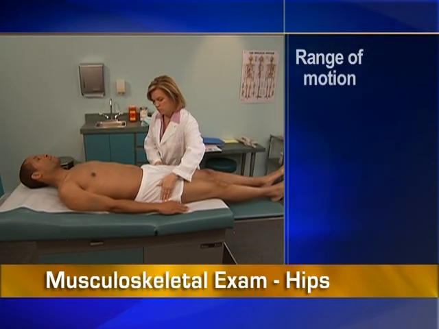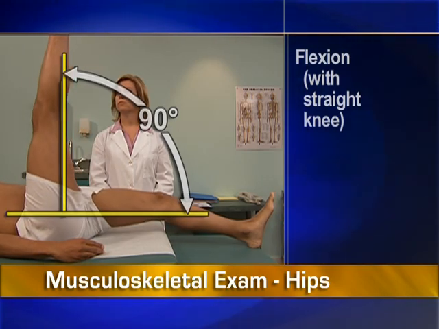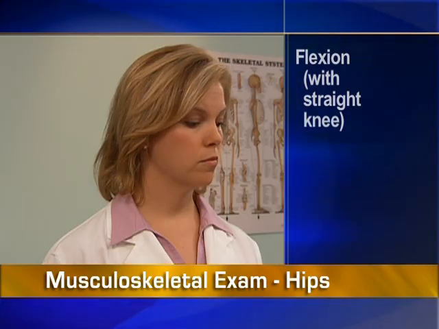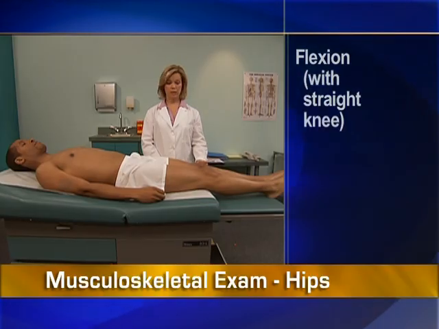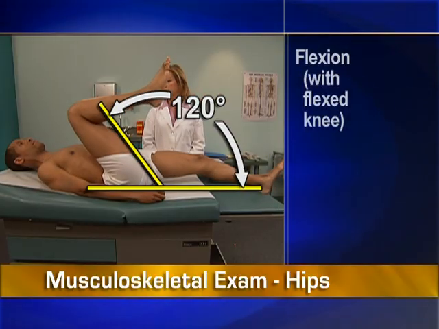Next, assess range of motion by having the person perform certain movements. Now I'd like you to lift your right leg as high as you can. You should see hip flexion of 90 degrees with a straight knee. Good. Keeping this leg straight, I'd like you to bend the other leg into your chest. Hip flexion of 120 degrees with a flexed knee. Good.